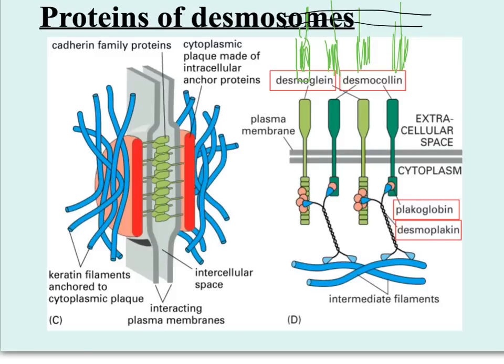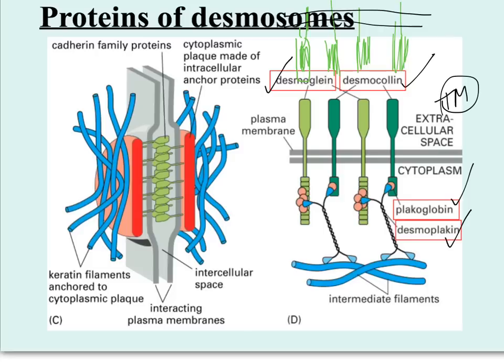So the 4 proteins' names are desmoglein, desmocollin, desmoplakin, and plakoglobin. Oh, that's just painful, I know. All right, but do the best you can. Desmosomes, desmoglein, desmocollin, desmoplakin, plakoglobin. Maybe you want to do it alphabetically: desmocollin, desmoglein, desmoplakin, plakoglobin. Right, desmosomes. Somehow come up with some way to remember this. Okay, these are the transmembrane proteins of desmosomes.